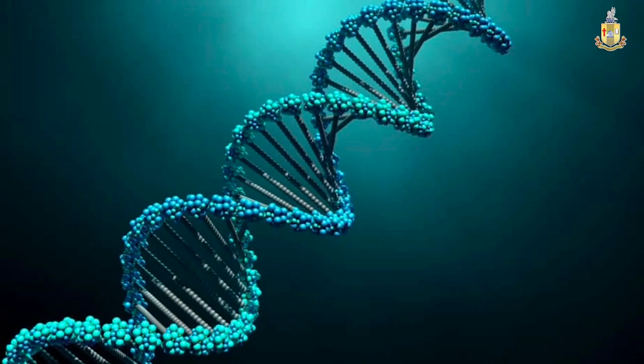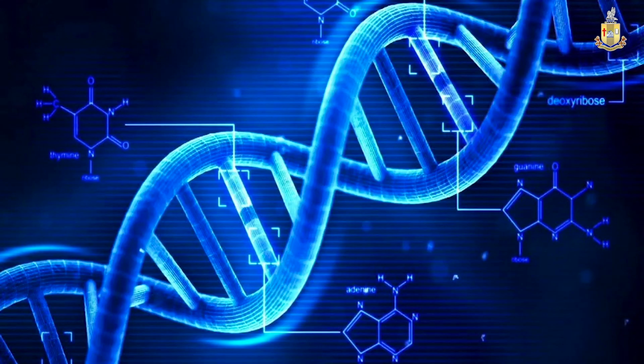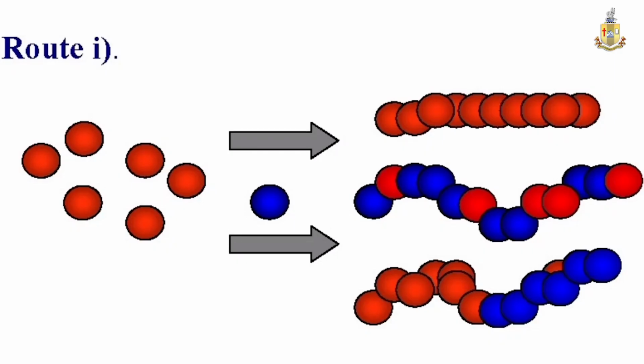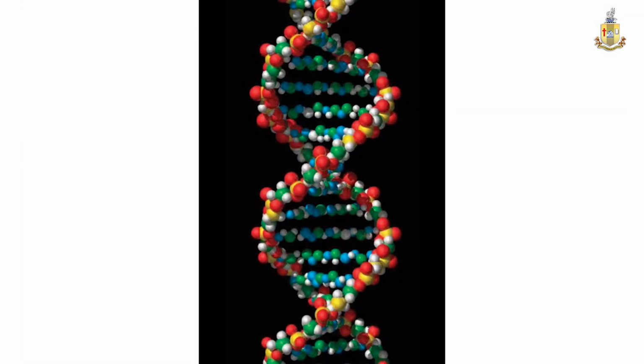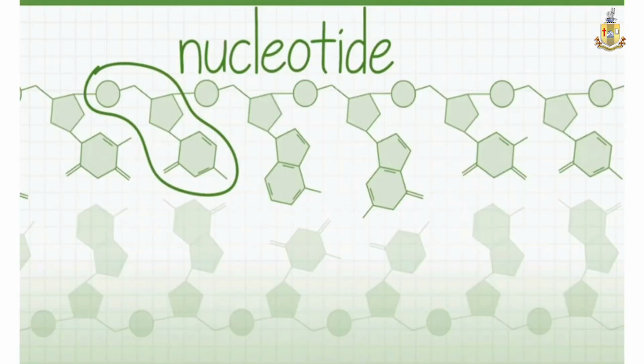Now you are familiar with the double helix model of the DNA. The double helix model demonstrates that DNA is basically a polymer. A polymer is a molecule consisting of many repeating units, which are known as monomers. If we take the example of a simple polymer called starch, in this case, the repeating monomeric units are known as glucose. In a similar way, DNA is also a polymer. In this case, the monomeric units which form DNA are known as nucleotides.